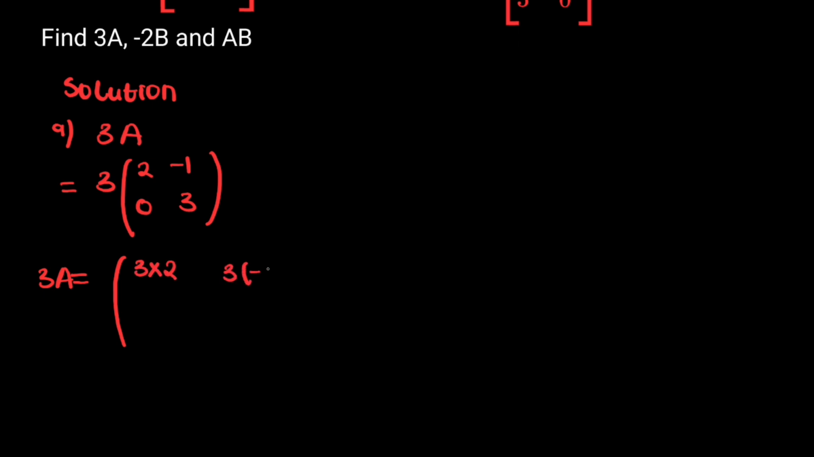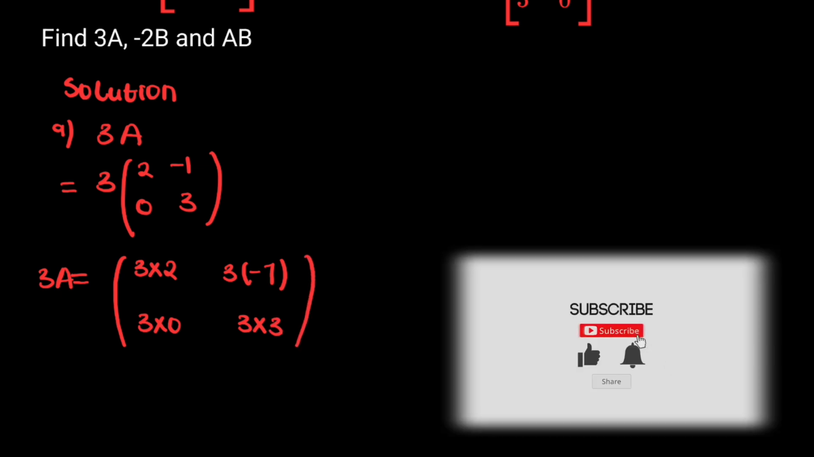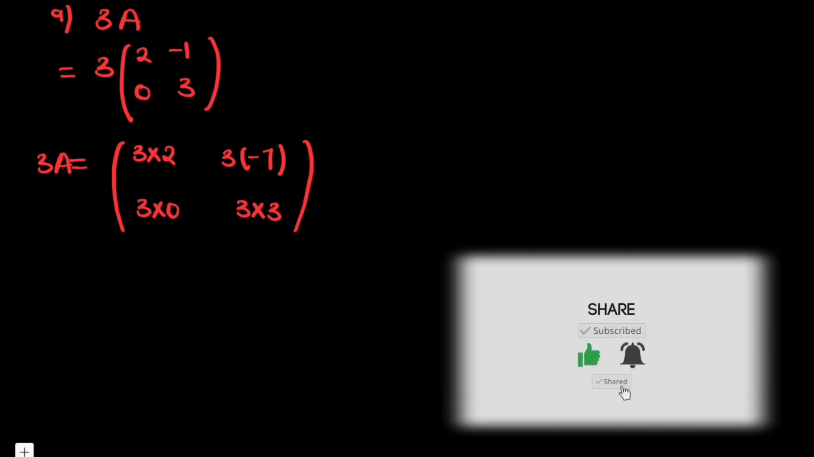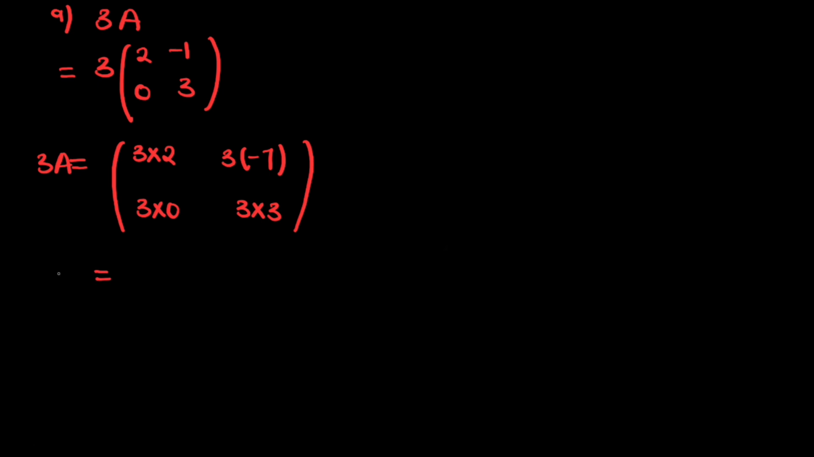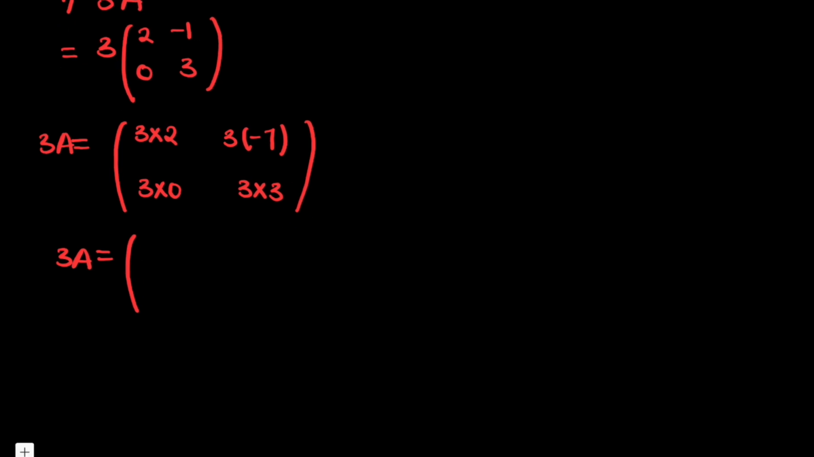So 3A is equal to 3 times 2, 3 times minus 1, 3 times 0, and 3 times 3. So we are multiplying the scalar by every element in the matrix. Now we just simplify it. 3 times 2 is 6. 3 times minus 1 is minus 3. 3 times 0 is 0. And 3 times 3 is 9.